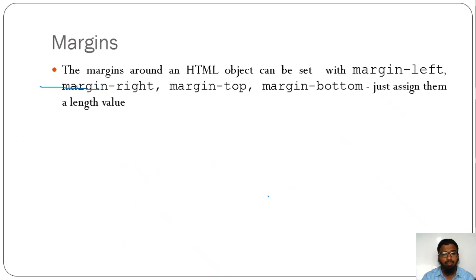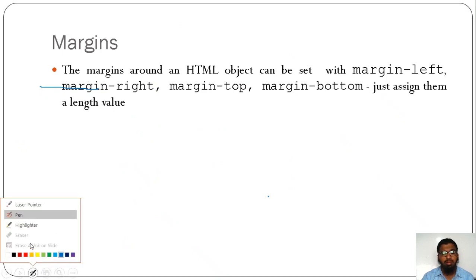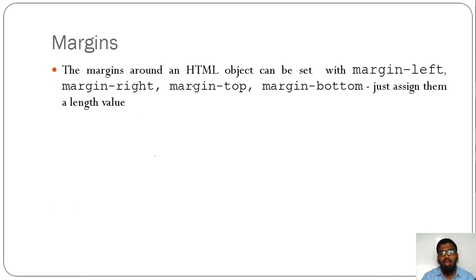Next, the margin around an HTML object can be set with margin-left, margin-right, margin-top, and margin-bottom. Just assign them a length value.